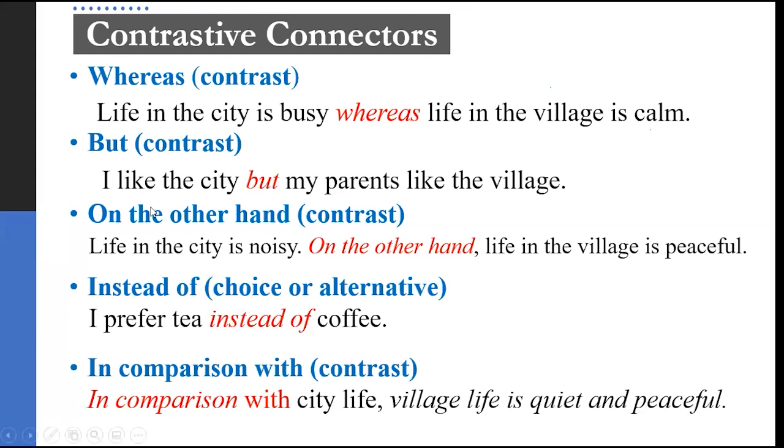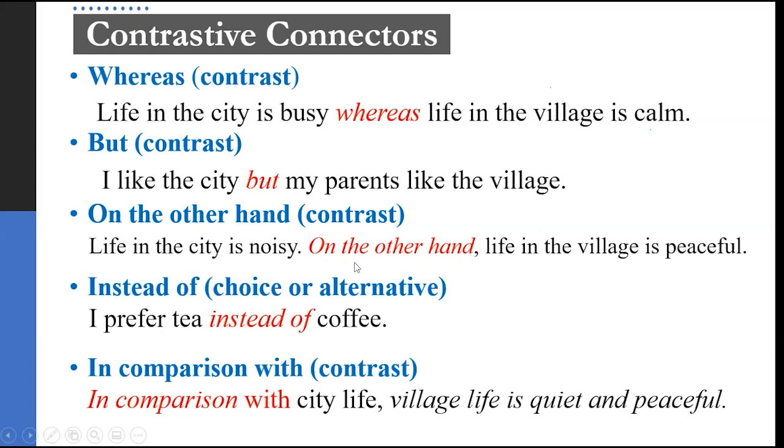But is used to show contrast. Okay, they join sentences very easily. I like the city, but my parents like the village. So there is a contradiction. On the other hand is also followed by a subject and a verb. Life in the city is noisy. On the other hand, life in the village is peaceful.